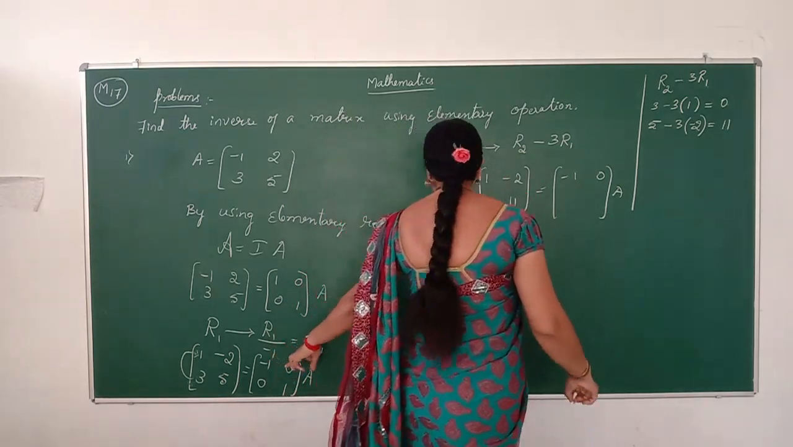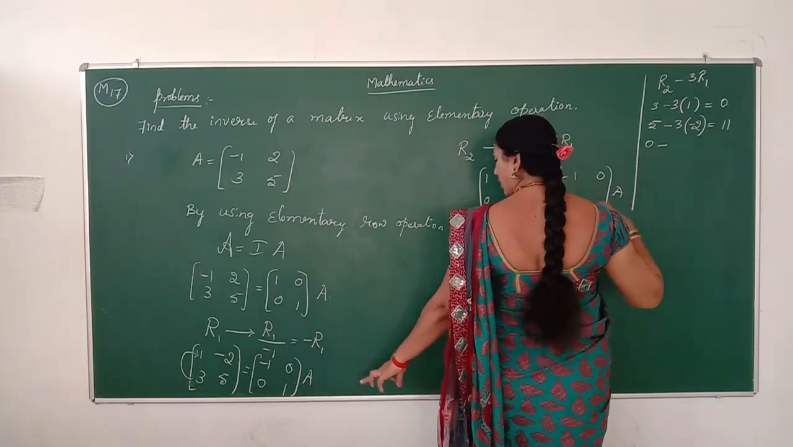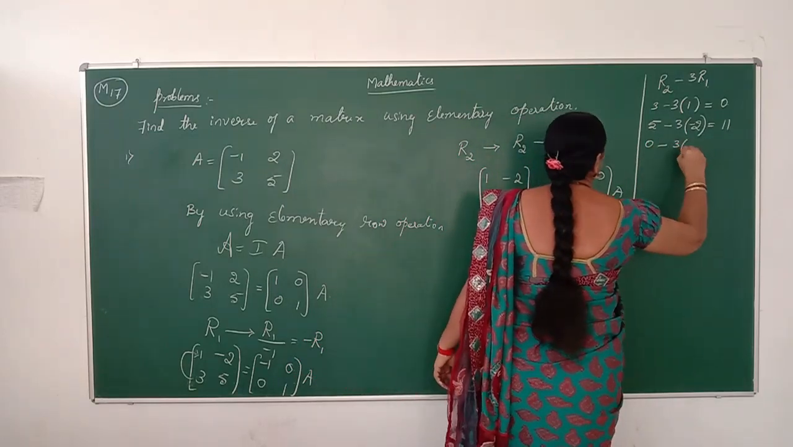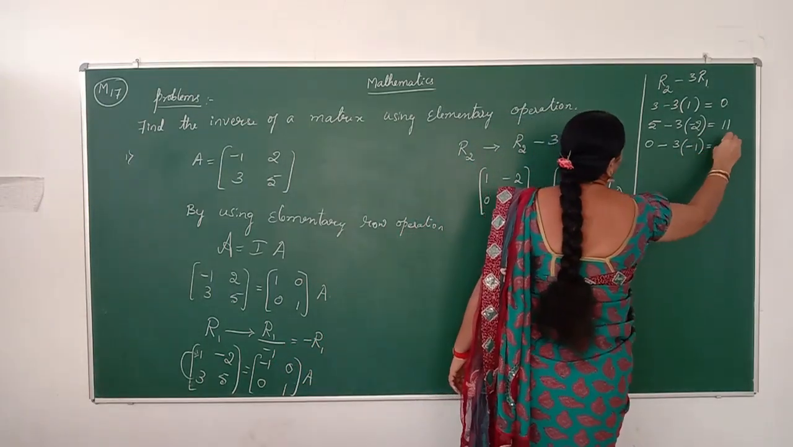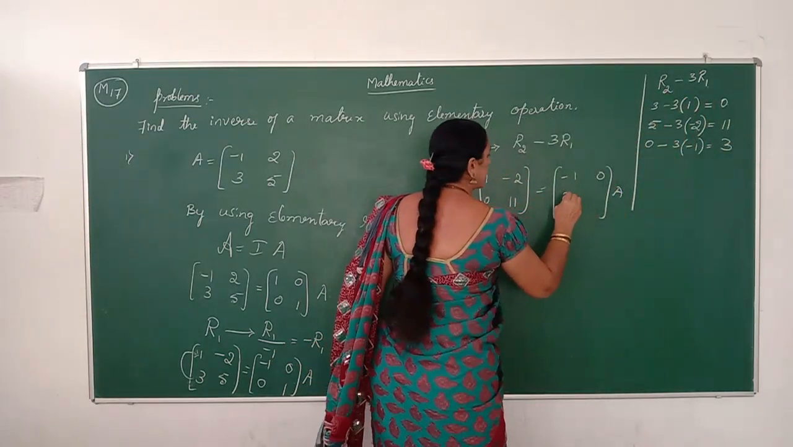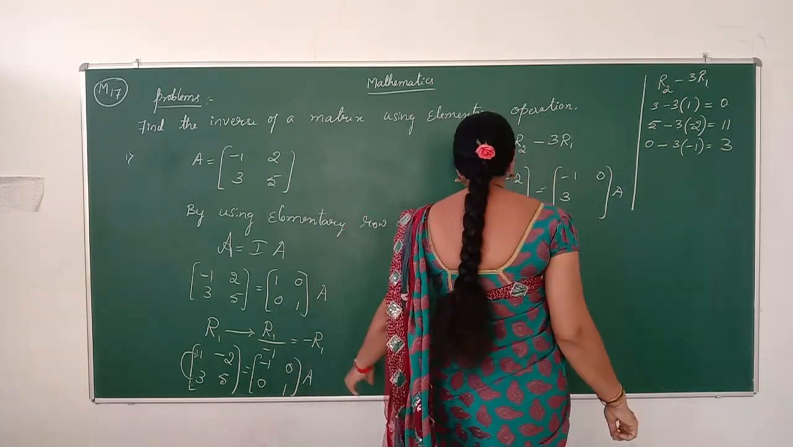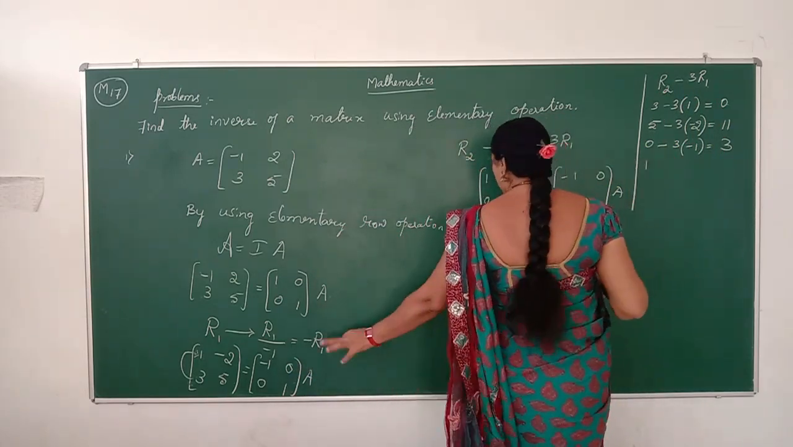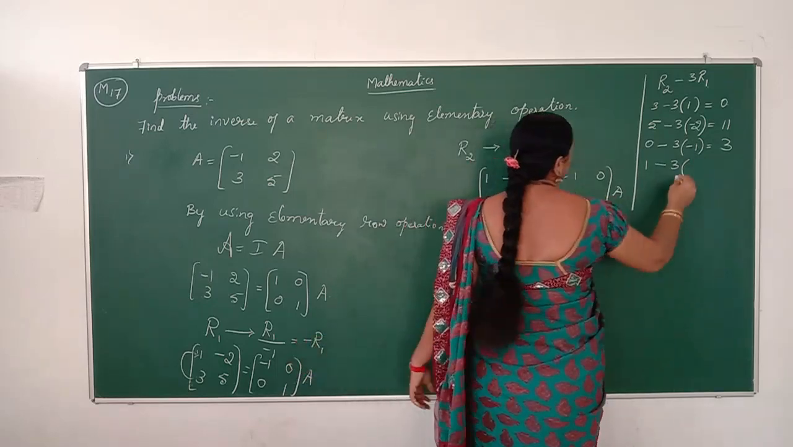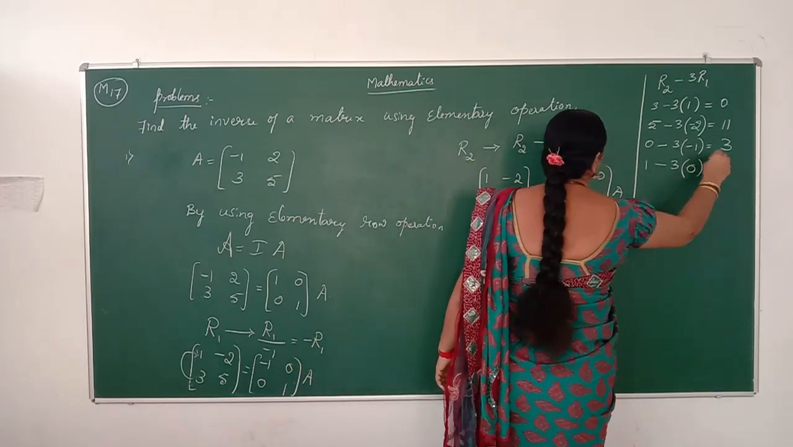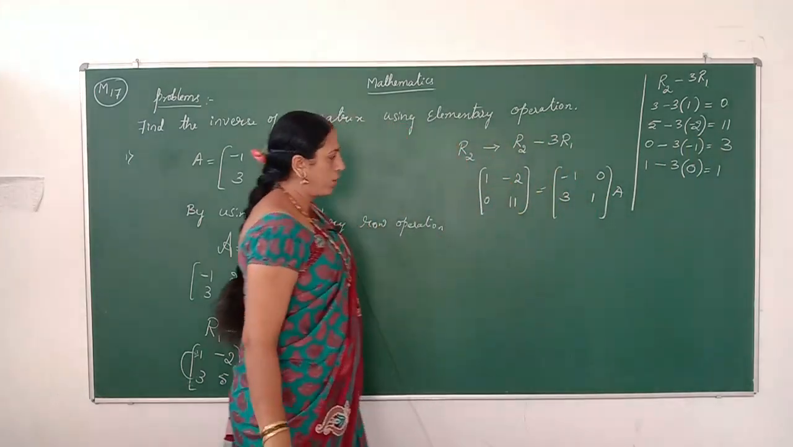Similarly, in the right hand side, R2 is 0 minus 3 times the corresponding R1 element, which is minus 1. So 0 minus of minus 1 into 3 is plus 3. The last element of R2 is 1 minus 3 times the corresponding element of R1, which is 0. That is 1 minus 3 into 0, which is 1.